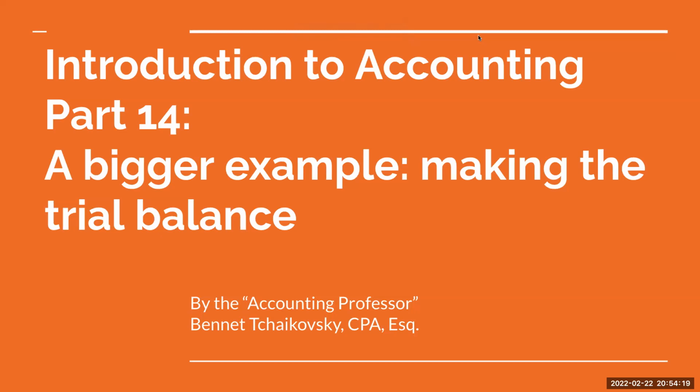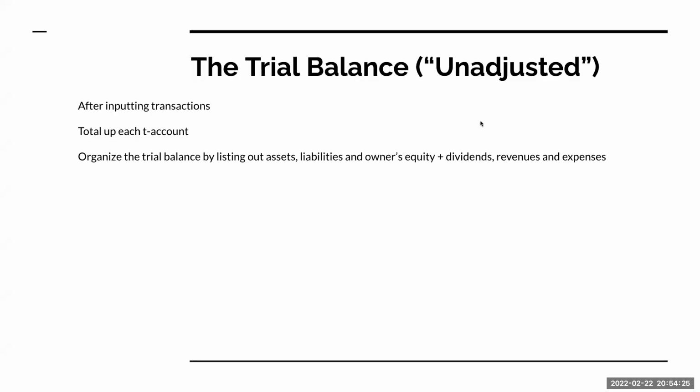This is the bigger example. We're going to go ahead and now make the trial balance. So remember, when we do the trial balance or the unadjusted, it's after we've input the transactions. We're going to total the T accounts, and then we're going to organize the trial balance by listing out our assets, liabilities, owner's equity, dividends, revenues, and expenses.